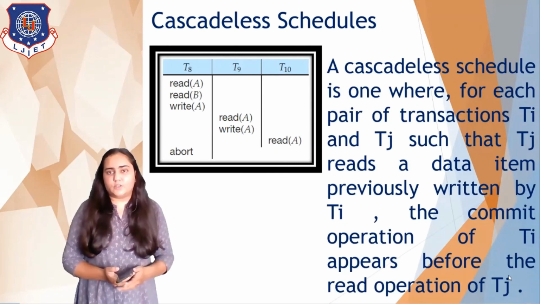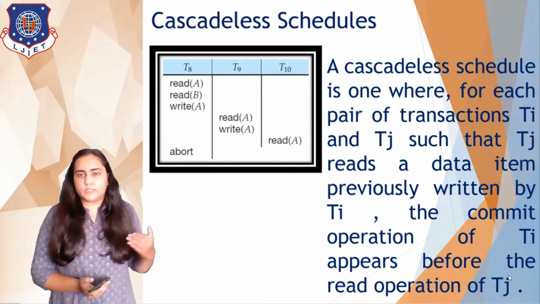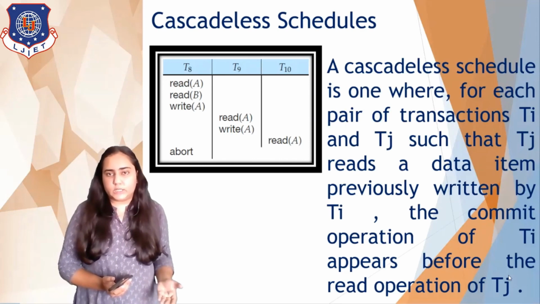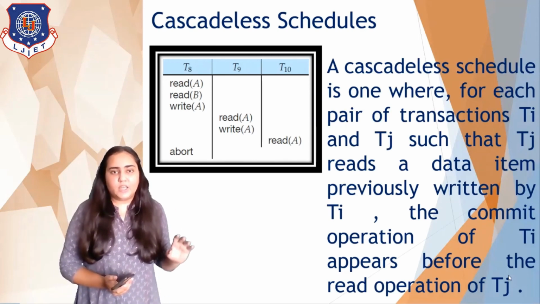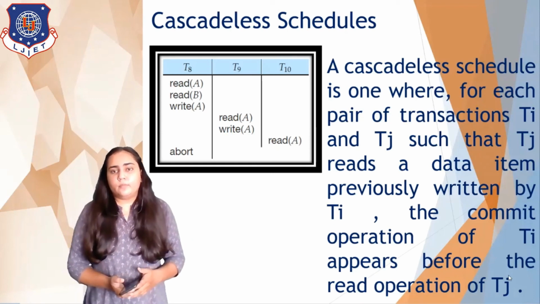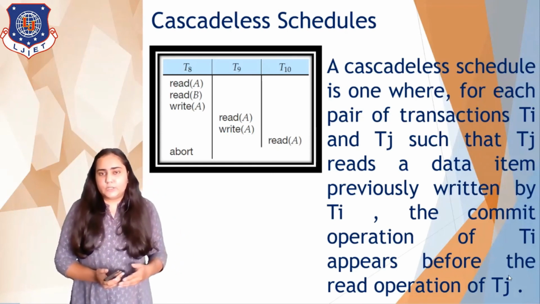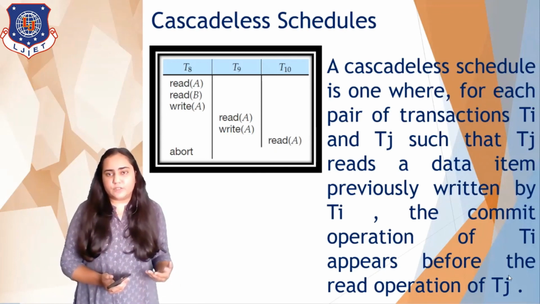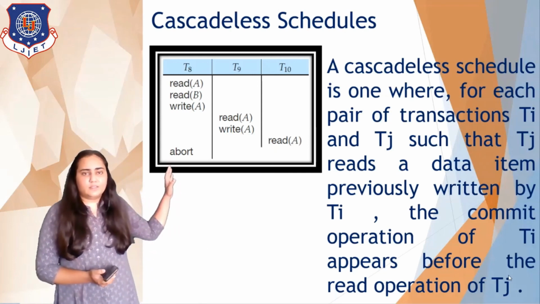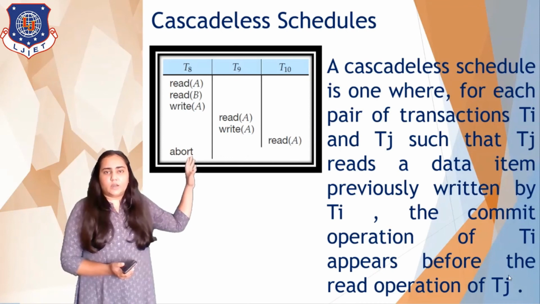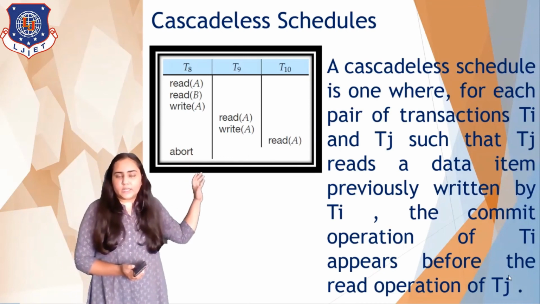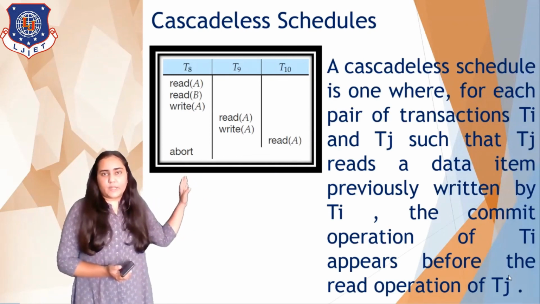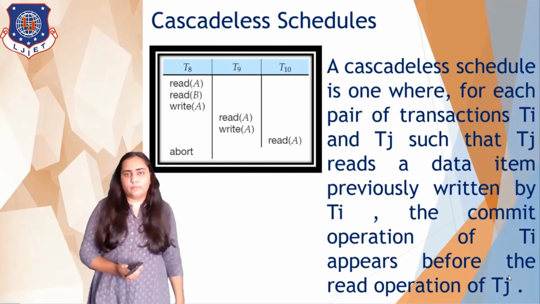The rule for a cascadeless schedule is: for each pair of transactions Ti and Tj, such that Tj reads a data item previously written by Ti. Now up to here, it's almost the same as the definition of a recoverable schedule. After that, the condition is there. The condition says that the commit operation of Ti must appear before the read operation of Tj. So in this example, before T9 reads the data item A, T8 should have committed. Only then should you allow T9 to read the data item A.